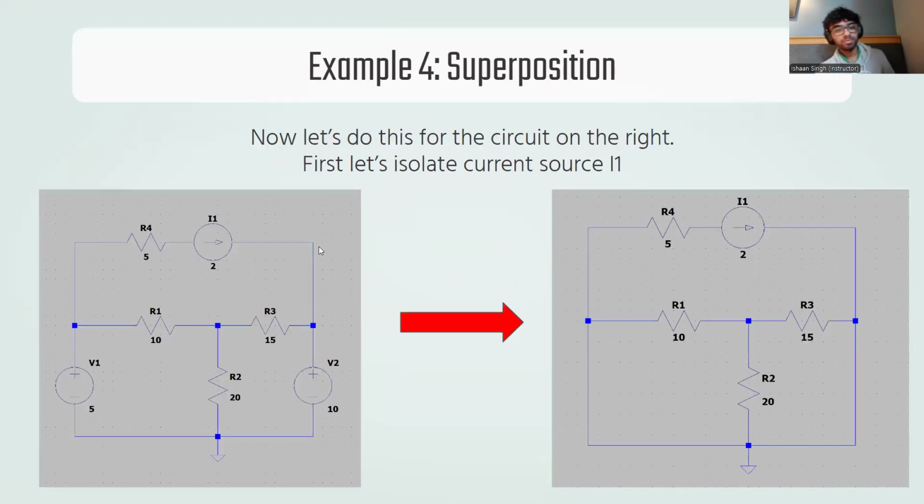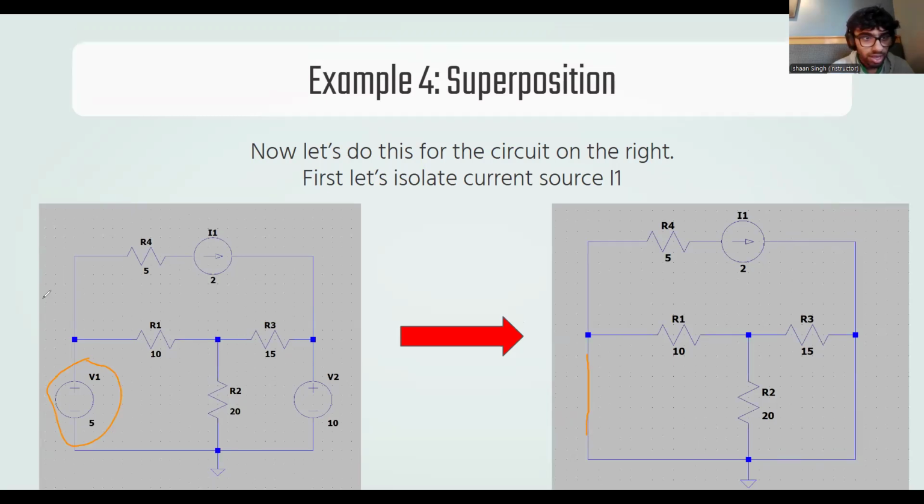So first of all, let's start by trying to isolate the current source at the top. The procedure to do that is we replace all voltage sources with short circuits, and we replace all current sources other than the one we're analyzing with a break in the circuit, open circuit. So you can see this battery right here is just replaced with a wire. This battery right here is also just replaced with an open wire.